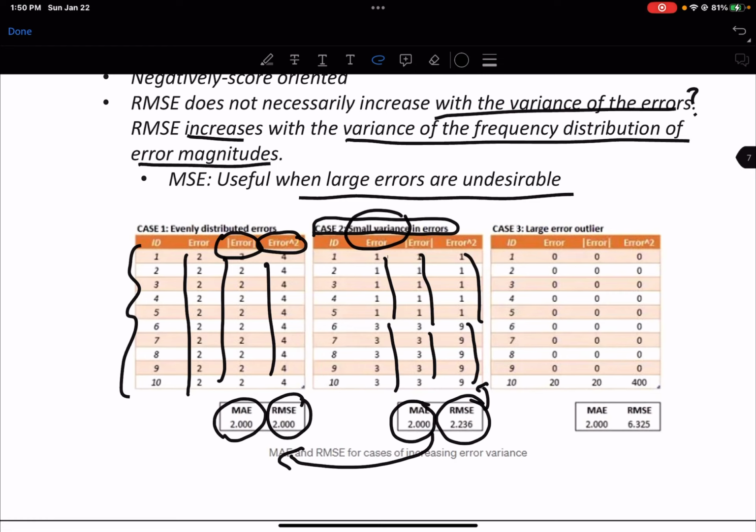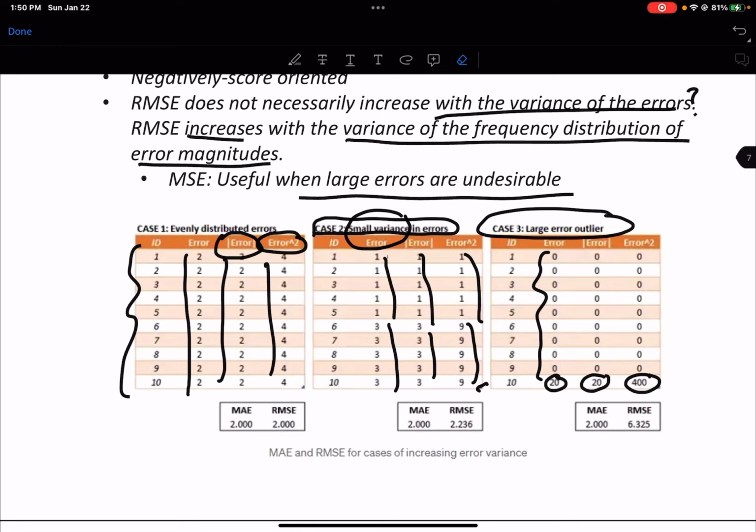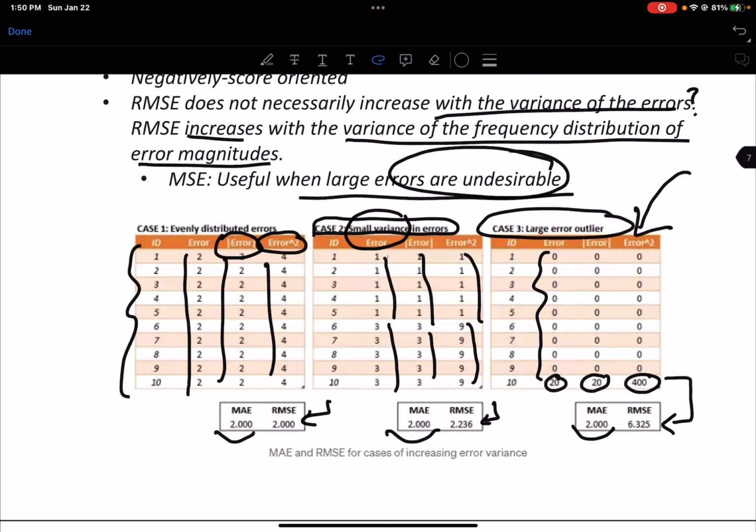In the last case, we have a large outlier. Initially all the errors were 0, but the last entry had an error of 20, absolute of 20, and the error squared was 400. So we can see the absolute error in the 3 example cases remained 2. But it had a large effect on the squared error term when the variance in your error distribution changes. So squared errors are suitable when we want to avoid large errors. Now our target will be to train an algorithm that reduces this squared error.